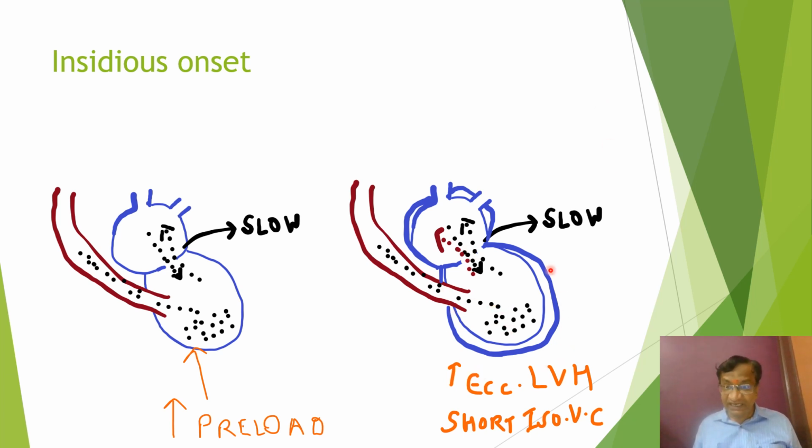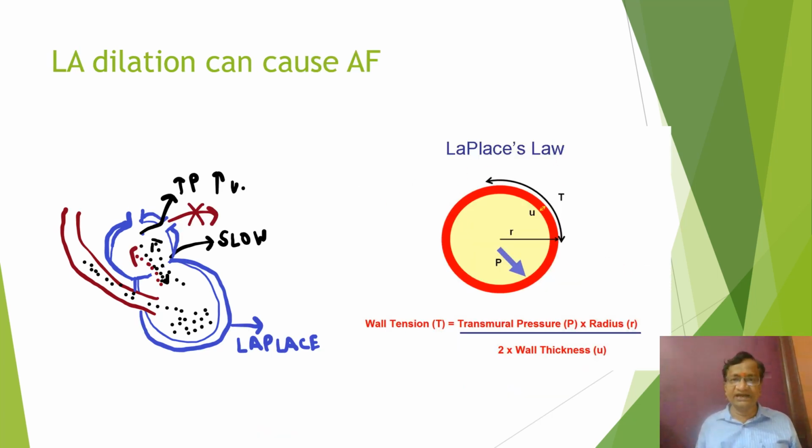As soon as systole starts, the mitral valve should close and should not allow any leak. Now this is not happening. Now there is some blood going here in systole. So it is not isovolumic. So the isovolumic phase is shortened. LA is dilated, and the problem is that LA dilatation can cause thrombus and LA dilatation can cause AF.